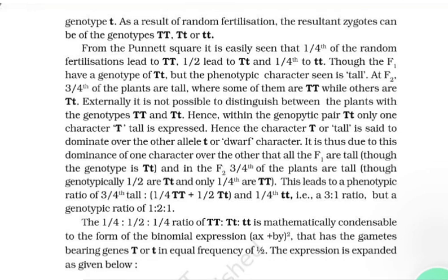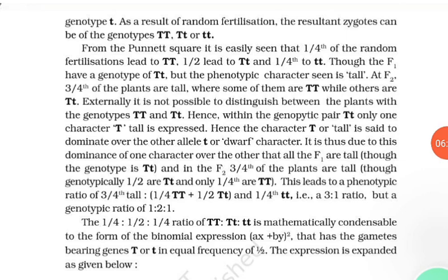The 1/4 : 1/2 : 1/4 ratio of TT, Tt and tt is mathematically condensable to the form of a binomial expression, that is (ax + by)², that has the gametes bearing genes capital T or small t in equal frequency of 1/2. The expression is expanded as given below.